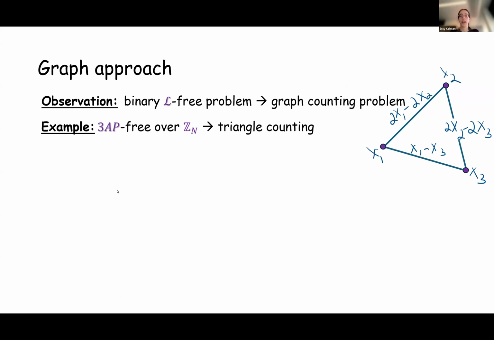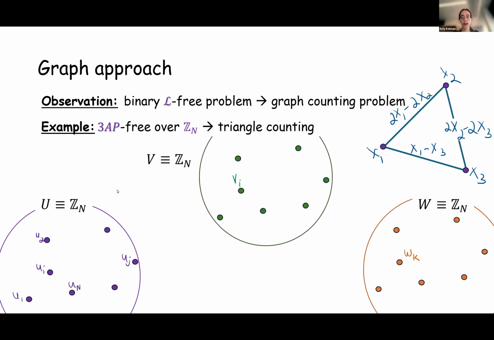So let's recall what the schema of 3AP looks like. This looks like a triangle. So we are going to blow up this triangle into a large graph that helps us to solve the 3AP. For every variable, we put a cloud of vertices. Each vertex denotes a setting of this variable, so it's associated with elements in Zn. So we have n vertices in U, n vertices for x2 in V, and n vertices in W for x3.